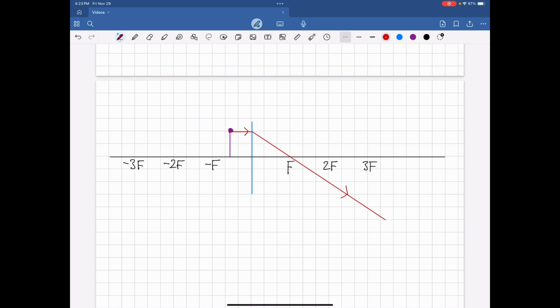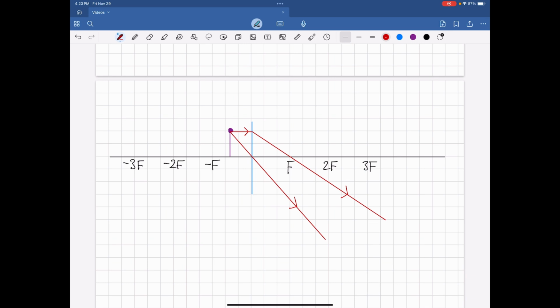Now the second rule was about the one that goes through the center of the lens. So let's try that one. So if we draw a line that goes through the center of the lens, we can see it like so. Now there's a problem here, or there seems to be a problem, because these two lines are not going to meet each other. Last time, if you remember, they met over on the right-hand side. This time they cannot do that. So it causes a problem.